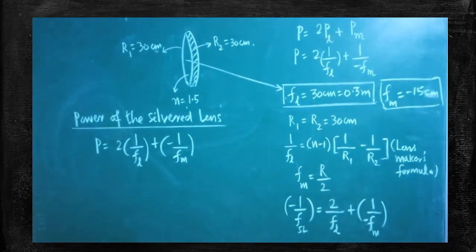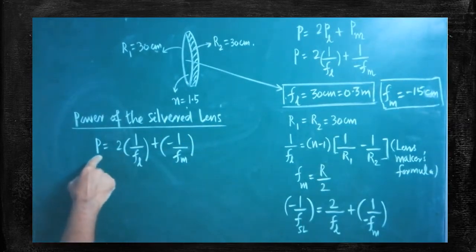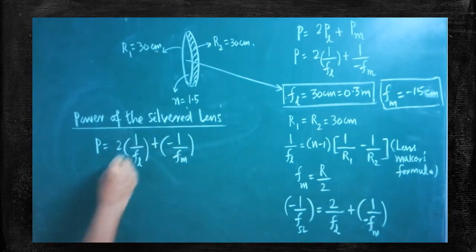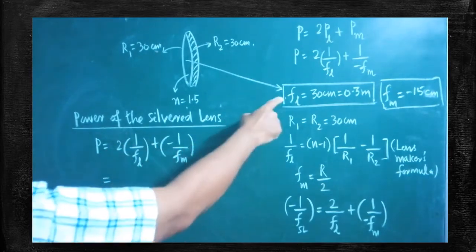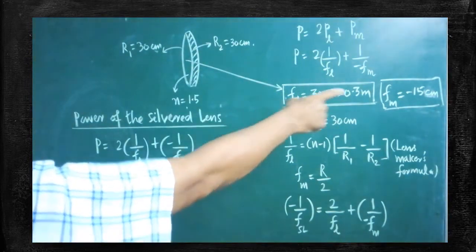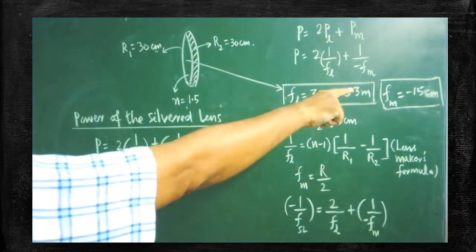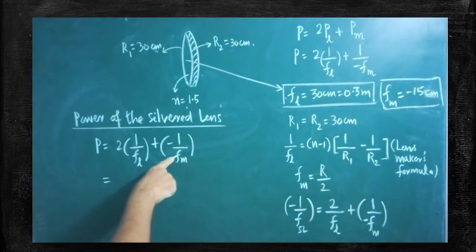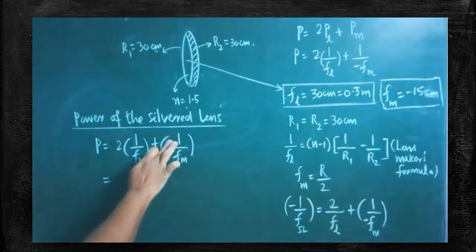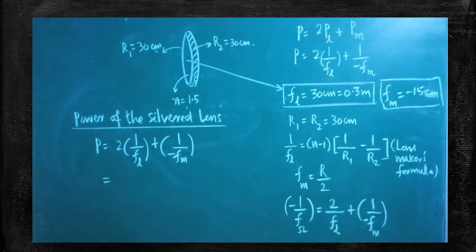Finally we are going to calculate the power of the silvered lens. Here some important steps are there. So this is the formula to calculate the power of the silvered lens. Already we have calculated FL, and FL means focal length of the lens. FM is nothing but the focal length of the mirror, which is also calculated, that is in terms of negative. While substituting, you can substitute the negative. Are you clear? That is a simple formula. So here in the formula, that minus sign is there. Don't forget, in the formula negative sign is there. Are you clear?